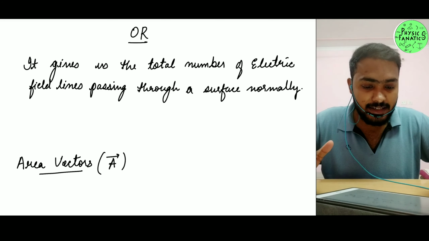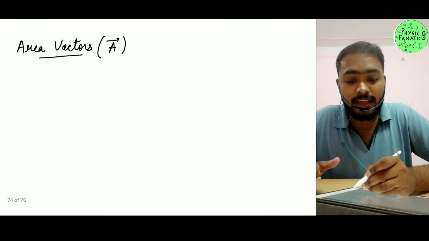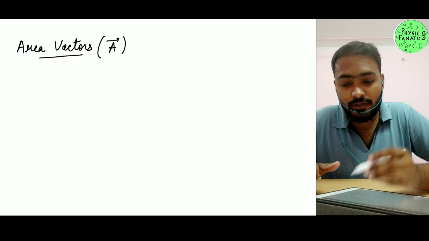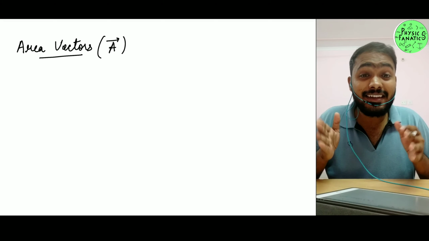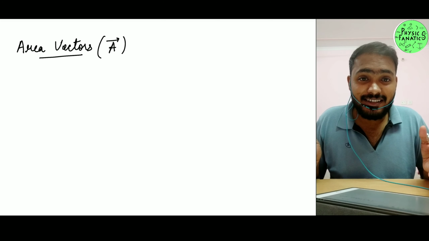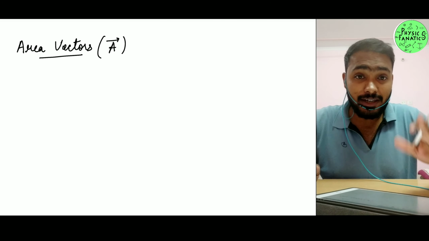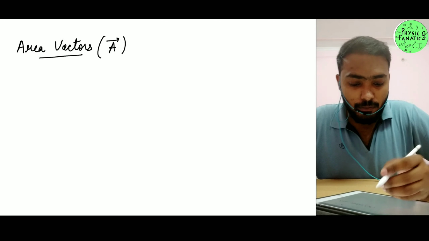Before we understand this properly, we have to understand one more term, which is your area vector. Area vector is something which we have to understand. Yes, you heard it right, area vector. Now some of you might be wondering, how does area become a vector? Okay, don't worry, let's try to understand this and then we'll move forward.